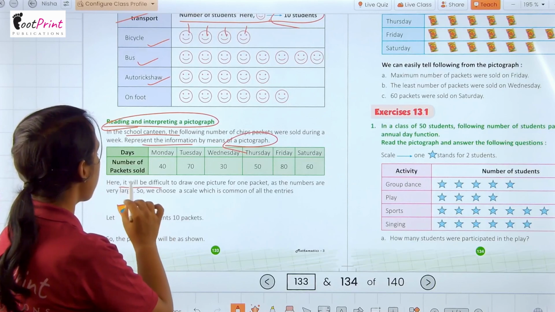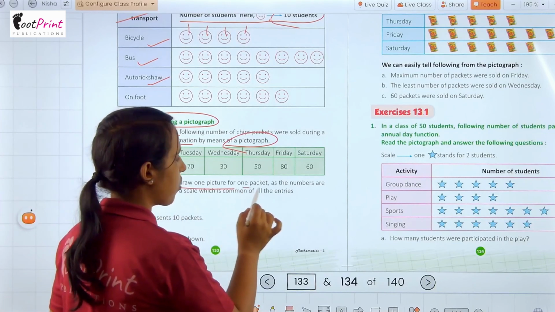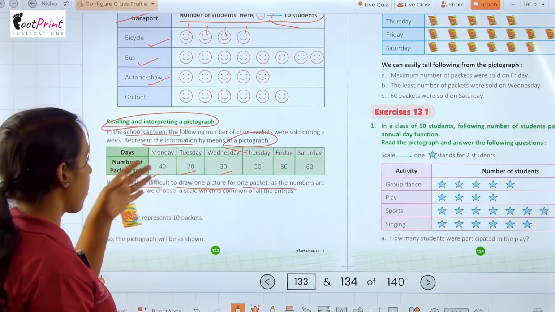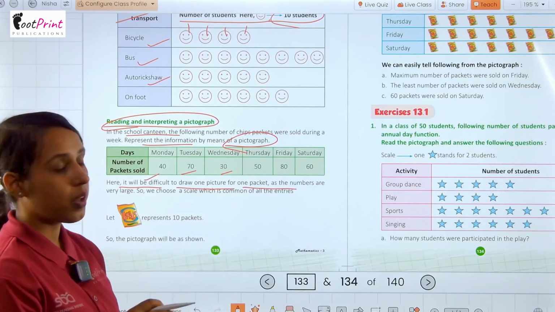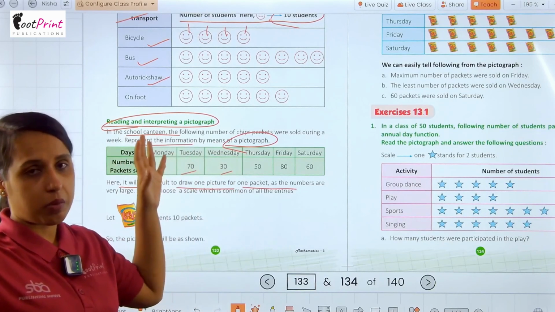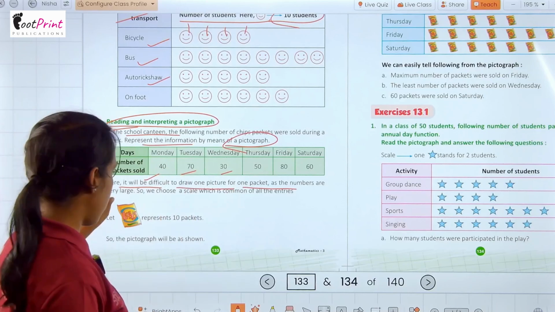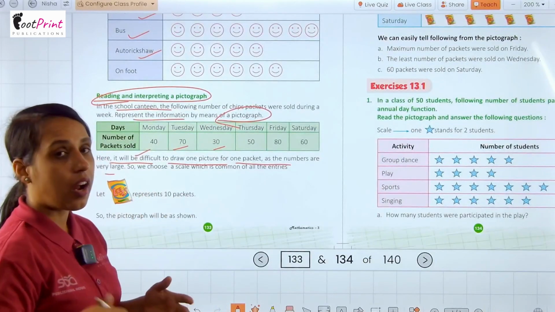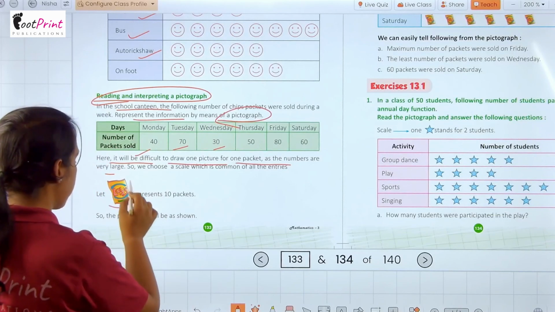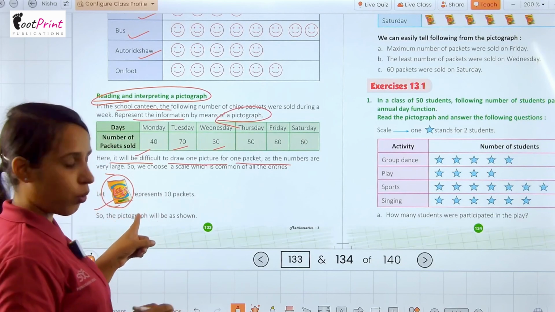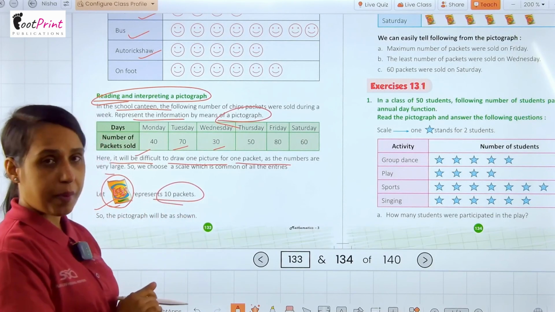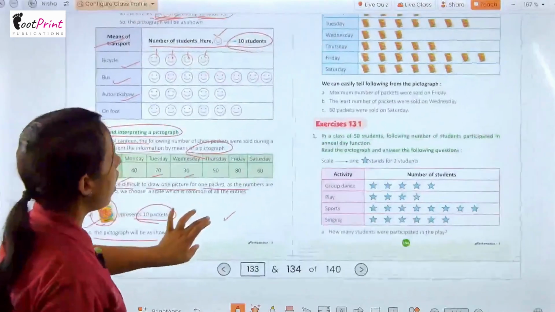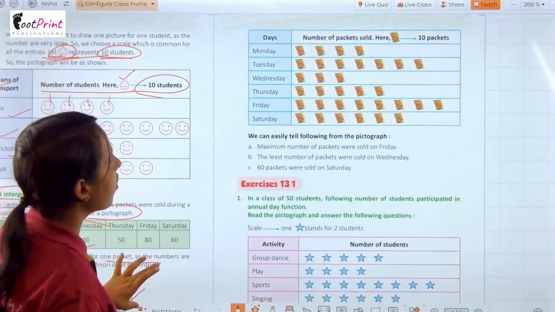Here it will be difficult to draw one picture for one packet because we have large data: we have 40, 70, 30, and 80 too. If we make so many packets, we cannot draw them all. So for that we will take a larger scale. So we took that 1 packet shows 10 packets. So now the pictograph will be like that.